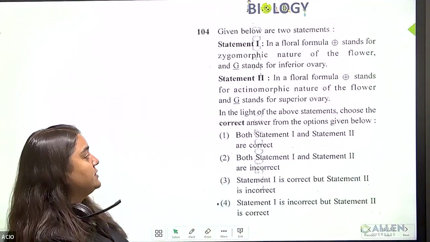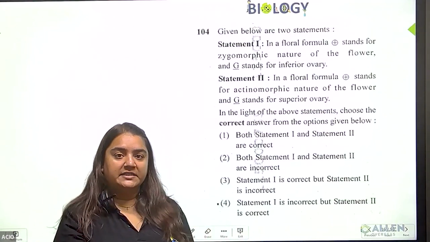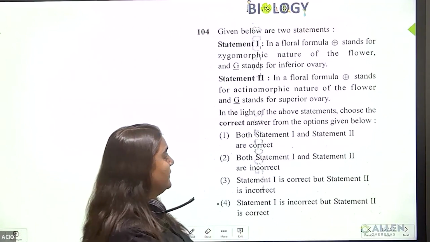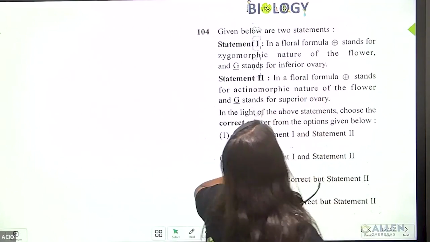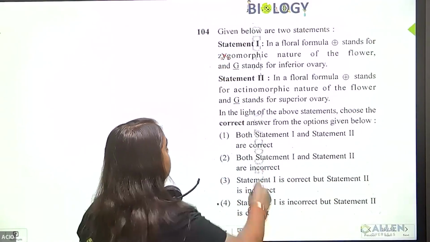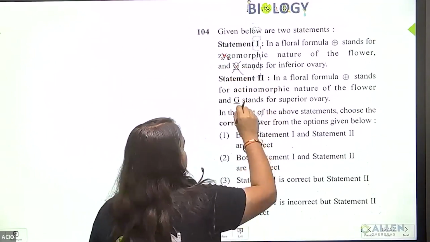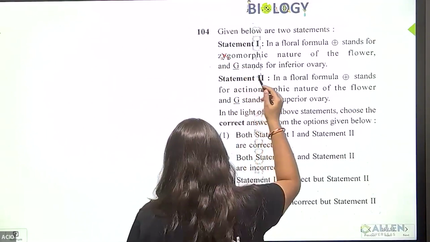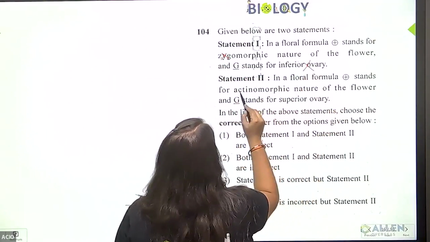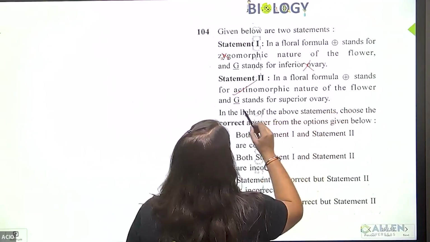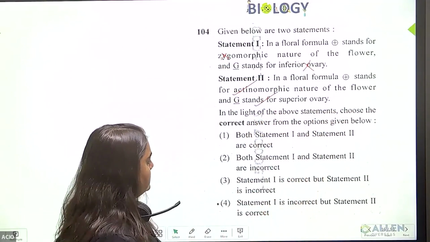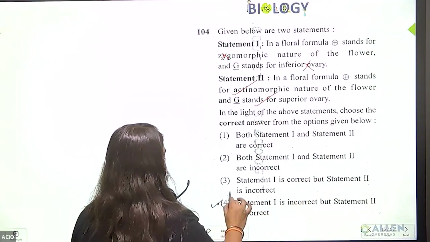Next, given below are two statements. Again, we have to find out right and wrong. Let's read it out. In a floral formula, this sign stands for zygomorphic. No, it stands for actinomorphic. And is this standing for inferior ovary? No, this stands for superior ovary. So the first statement is wrong. Statement 2: in a floral formula, this stands for actinomorphic, perfectly fine. This stands for superior ovary, perfectly fine. So statement 1 is incorrect, but statement 2 is correct.